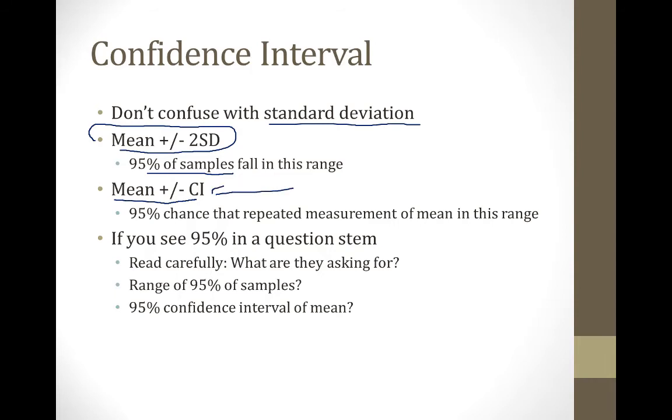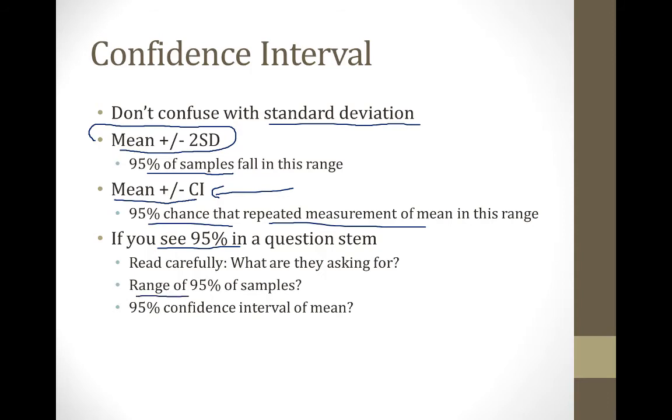The mean plus or minus the 95% confidence interval says that we think there's a 95% chance that repeated measurements of the mean will fall within this range. So if you see them ask you for a 95% of something in a question stem, read it carefully for what they are looking for.